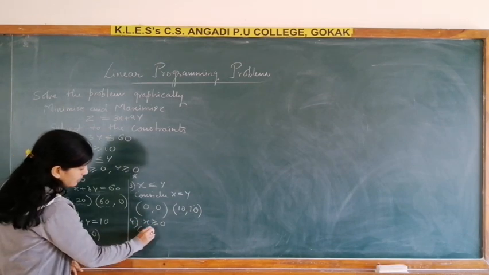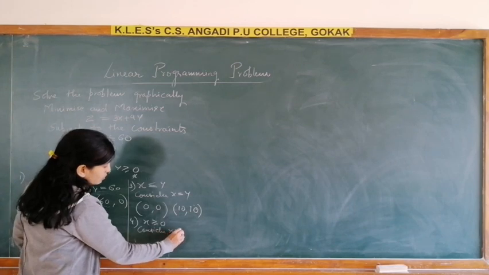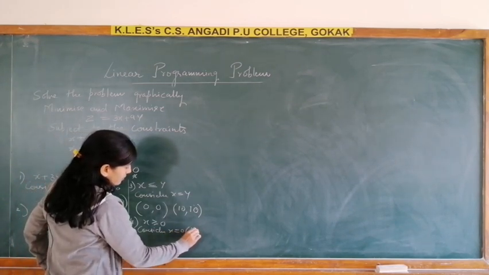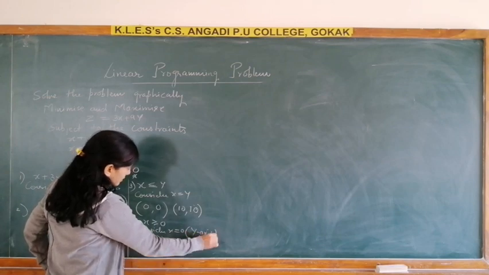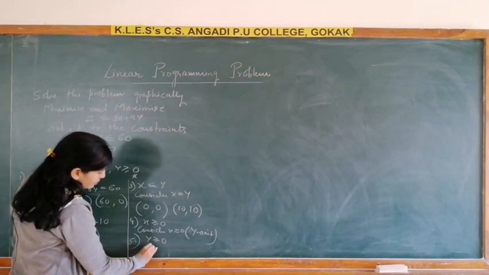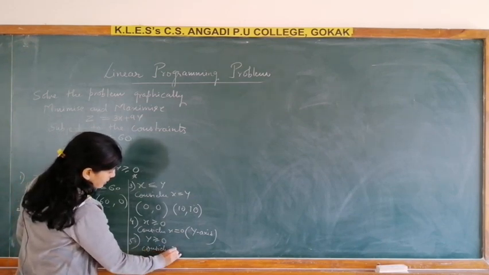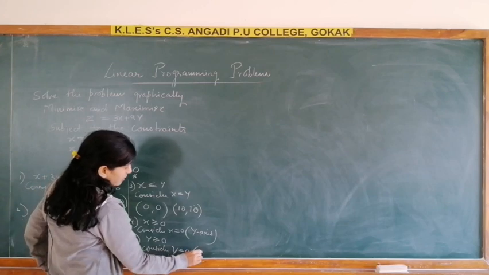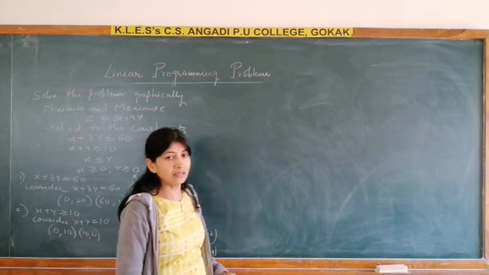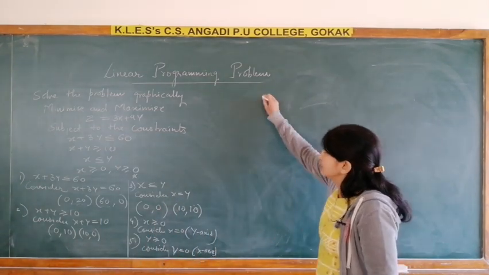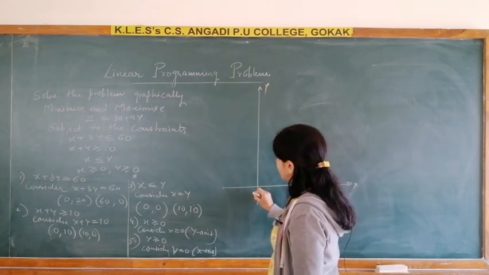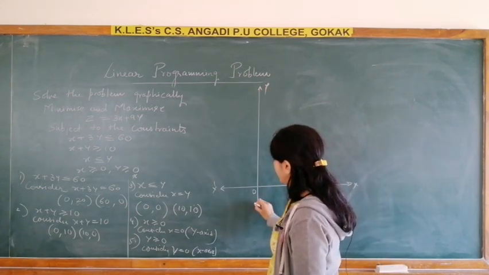Consider this as x is equal to 0, and this is nothing but the equation of the y axis. Next, the fifth one, y is greater than or equal to 0. Here it is y is equal to 0, which is nothing but the equation of the x axis. Now, all these points we have to plot in the graph. So, this is the x axis, y axis, origin, x dash, y dash.